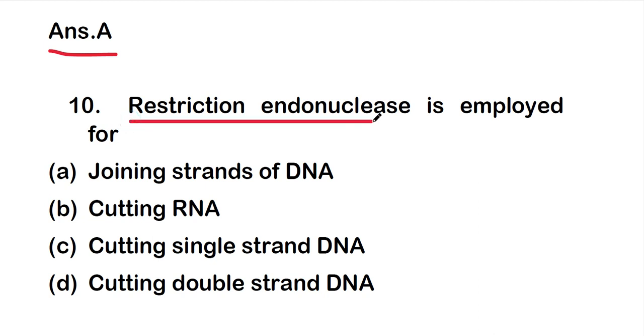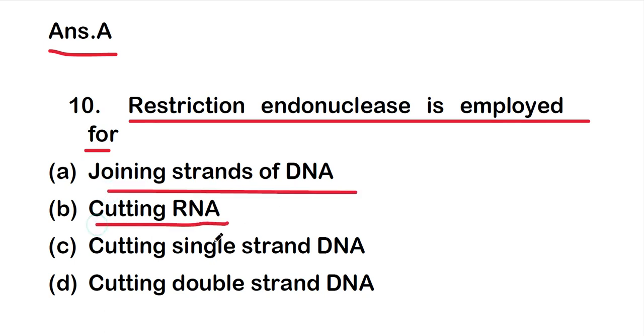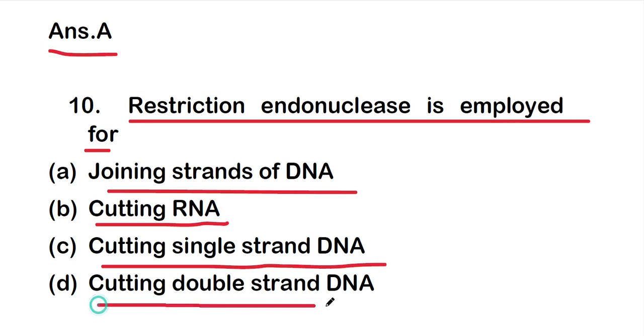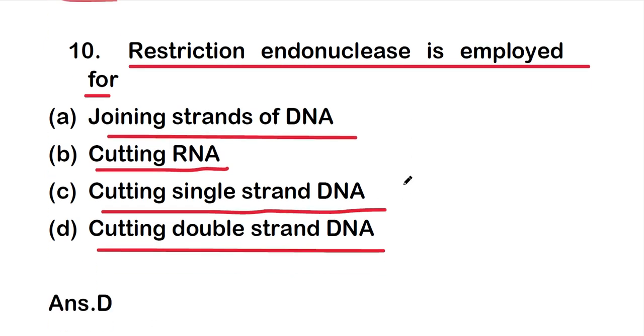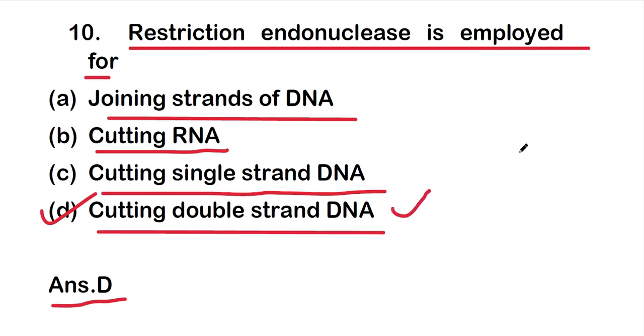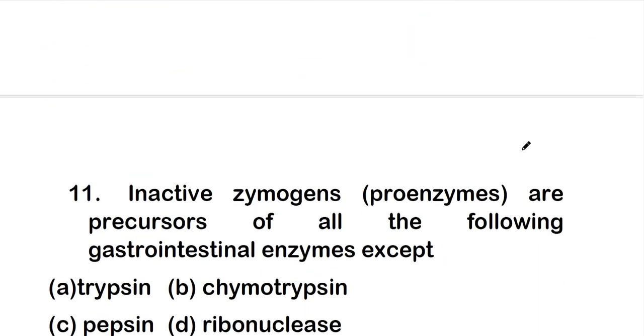Restriction endonuclease is employed for joining strands of DNA, cutting RNA, cutting single-stranded DNA, or cutting double-strand DNA. And the right answer is option D, that is cutting double-stranded DNA. So restriction endonuclease is employed for cutting double-strand DNA. Okay, so next question.